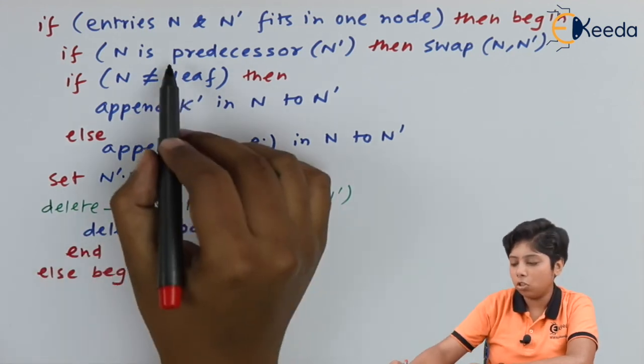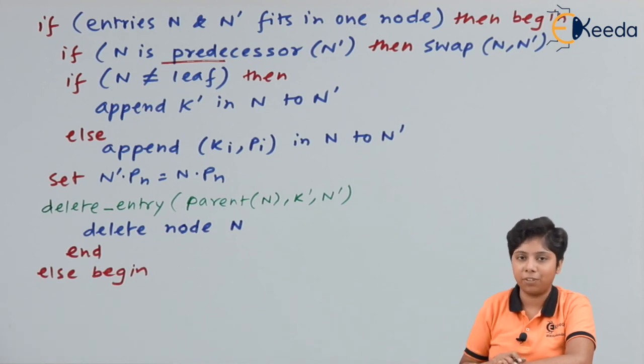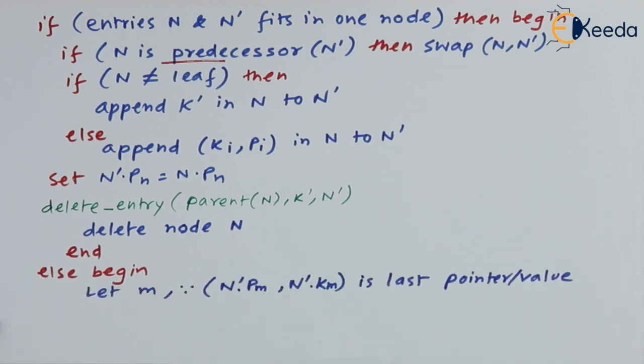Now if n is not the predecessor, that means it is the successor, that belongs to the right part of n dash. Now if it is the successor, then let m be such that the last part or value of the successor, that the m pointer is pointing to, is p, and the value is k, belonging to the node n dash, and we are taking the value as m now. Now we need to delete or move it from this n dash and then put it into the new node.